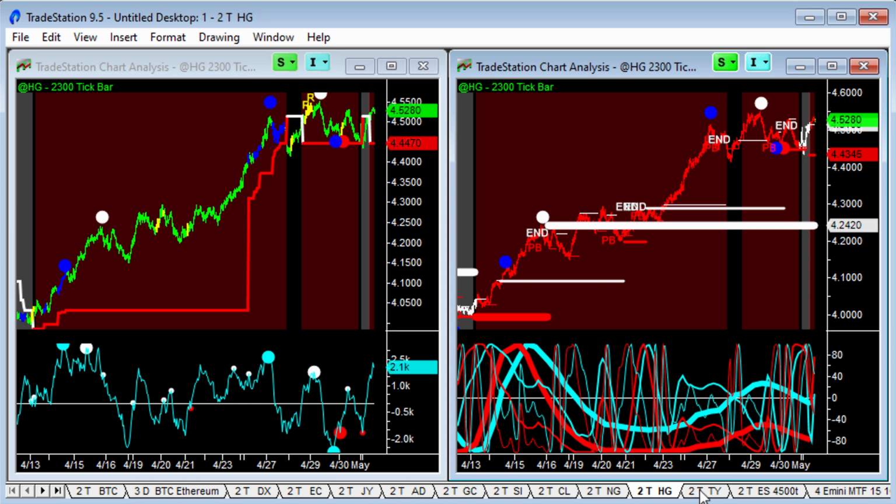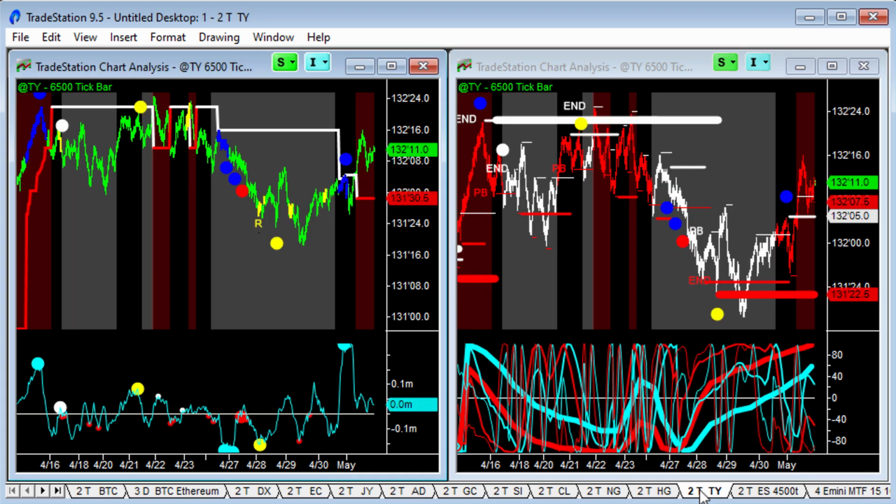So just have to wait on copper for a reversal trade. So, last couple of markets. We're going to talk about 10-year, and then we'll talk about equities. 10-year here, you can see we're in a little bit of an uptrend.